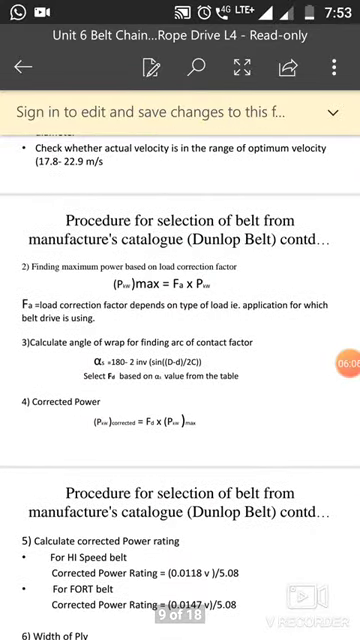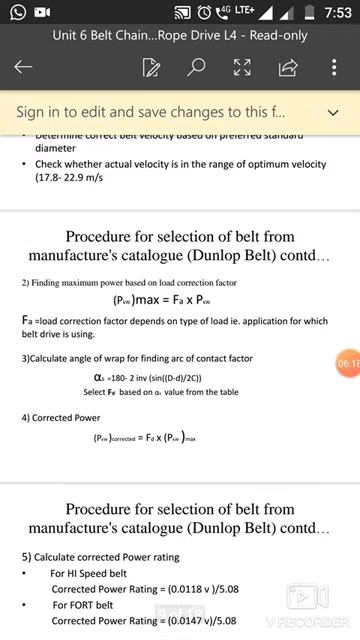Then the next step is what? Next step, you have to modify your power. You have to correct your power based on what? Wrap angle. What will be the wrap angle of your belt over the smaller pulley? So you have to find out the wrap angle first. The wrap angle formula is this one, that is alpha s is equal to 180 minus 2 into sine inverse of (D minus d) upon 2C.